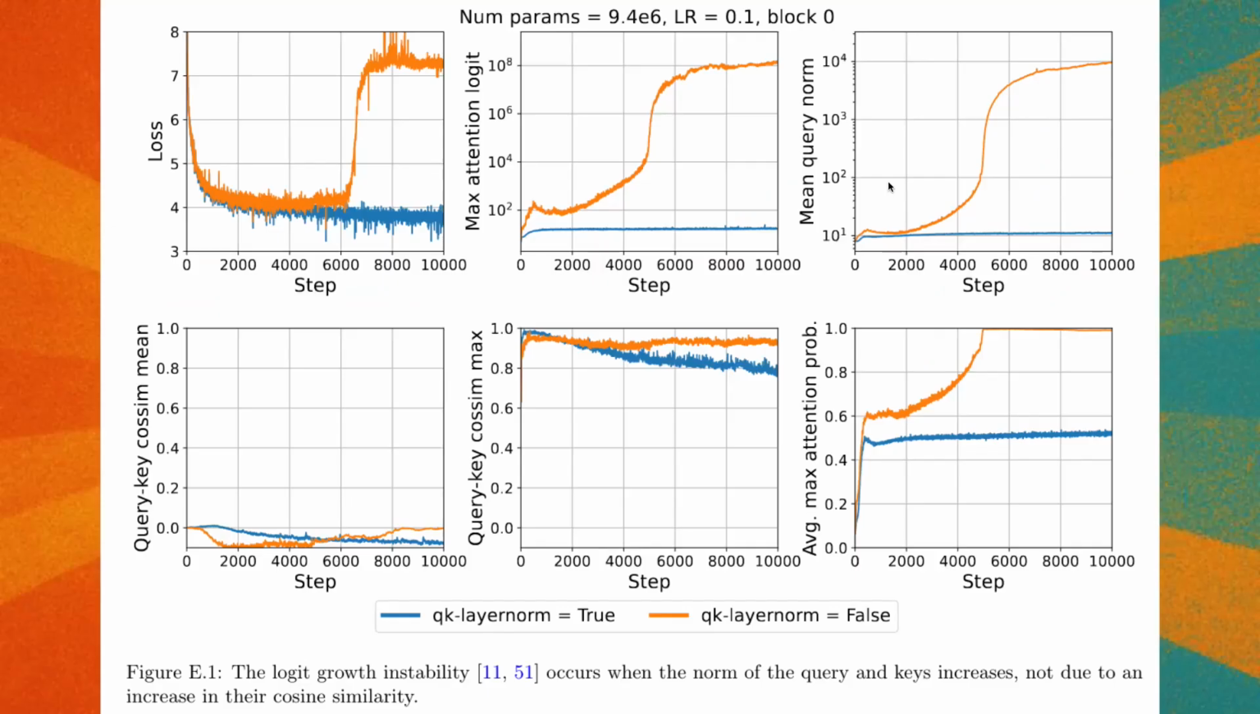Something else, going back to the query key layer norm conversation, which was mitigating the attention logit explosion. This was a very interesting chart. If you look at these two top right charts here, the x-axis is our training step, the y-axis here is the maximum attention logit, and the y-axis here is the mean query norm. So in other words, it's our parameter norm. The attention logit curve is exactly the same in shape as the parameter norm. And I think that certainly shows correlation and potentially could show causation.